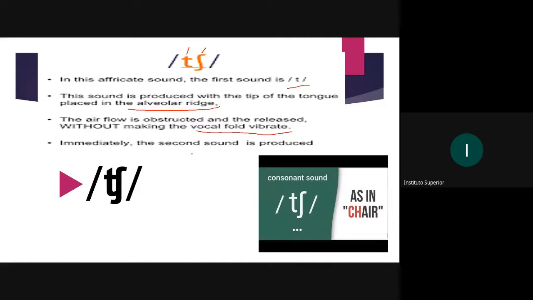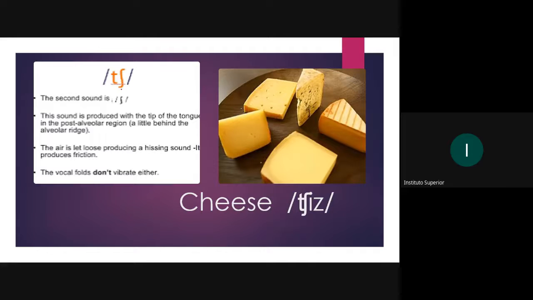Okay. Here, this is the second sound. The second sound is sh. This sound is produced with the tip of the tongue in the postalveolar region, a little behind the alveolar ridge. The air is let loose, producing a hissing sound. It produces friction. The vocal folds don't vibrate either.